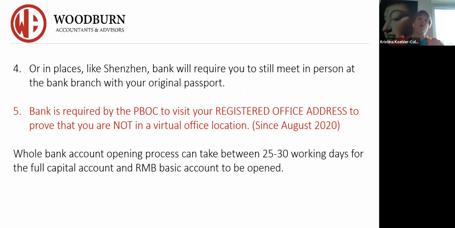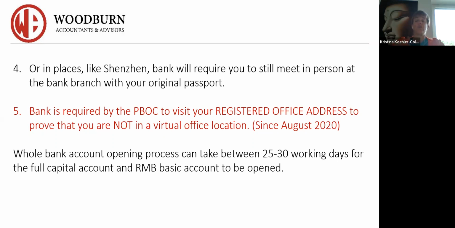The whole bank account opening process, if everything is relatively smooth, will take about 25 to 30 working days for the full capital account and renminbi basic account to be opened. So there are 2 accounts that are opened. One is the capital account, where your registered capital, day 2 of the webinar series, will be injected. And then the renminbi basic account, which is your day-to-day transactional account.